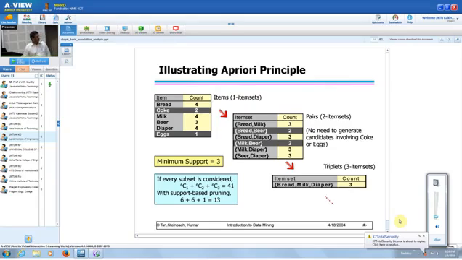Item subsets will include 1 item subsets, 2 item subsets and 3 item subsets. So how many will be there? 6C1 plus 6C2 plus 6C3. These are all the possible combinations. So how much is that? That is 41. So every subset has to be considered. 41 database comparisons are needed.